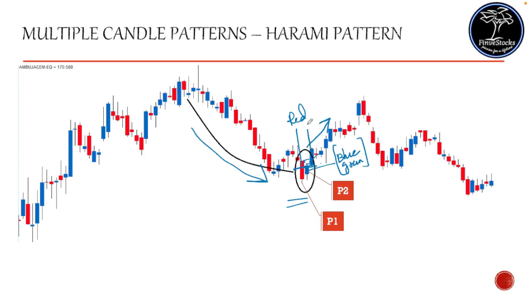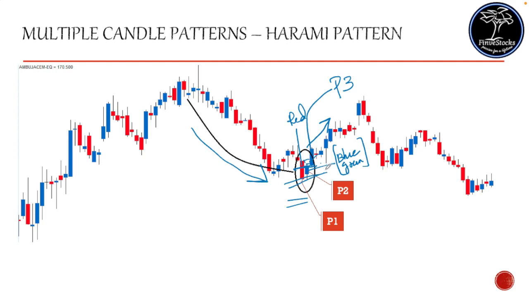That is, once the pattern is being formed, he can wait for the next day. On the next day, if it is confirming the bullish pattern, one can go long. And the stop loss for the overall trade will be the lowest point of P1 or P2, or you can say the lowest point of the formation.